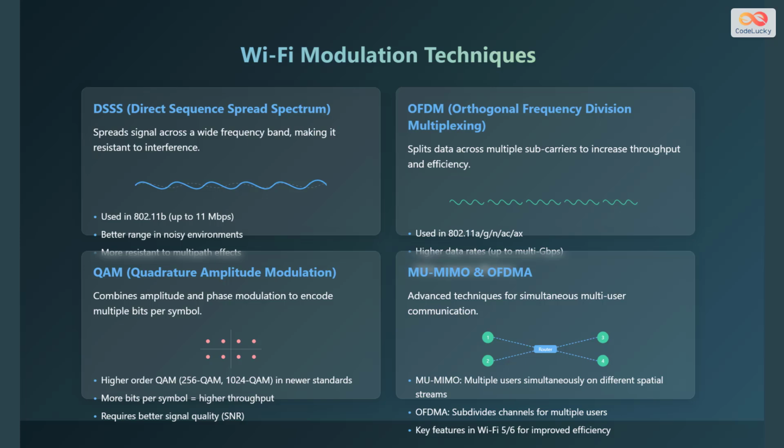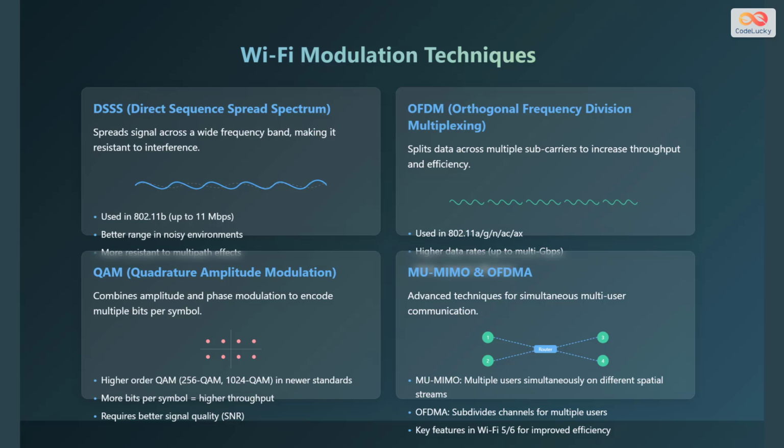The second one is orthogonal frequency division multiplexing. This splits the data across multiple subcarriers to increase throughput and efficiency. It is used in 802.11a, g, n, ac, and ax, enabling higher data rates up to multi-gigabits per second and providing better spectral efficiency.